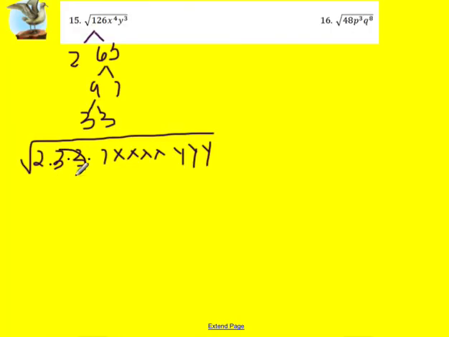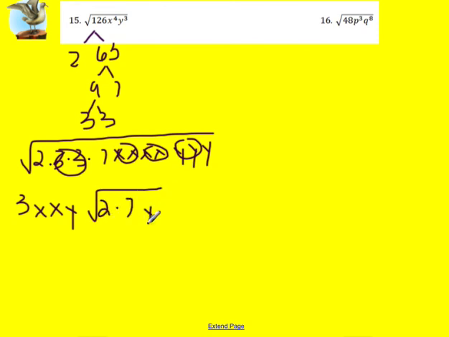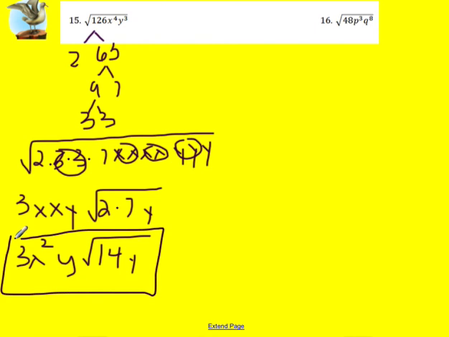So I have 3, and then I have a pair of x's, another pair of x's, and 1 pair of y's. So I have my pair of 3's, my pair of x's, my pair of x's, and my 1 pair of y's. Left underneath the radical, I have 2 times 7 times y. Now I just need to simplify that out. X times x is x squared, so I have 3x squared y. Then underneath the square root, 2 times 7 is 14, and then you get y. So I have 3x squared y times the square root of 14y.